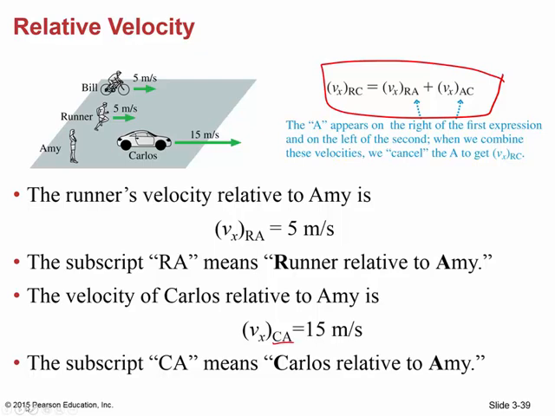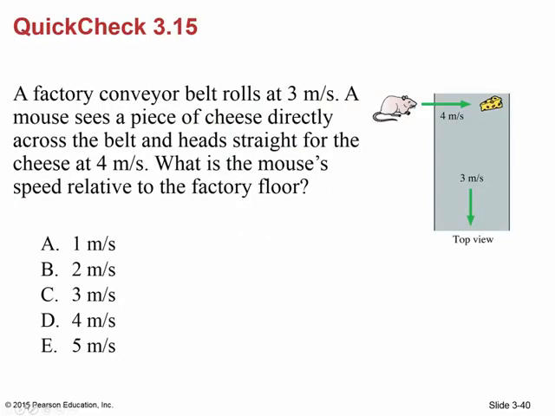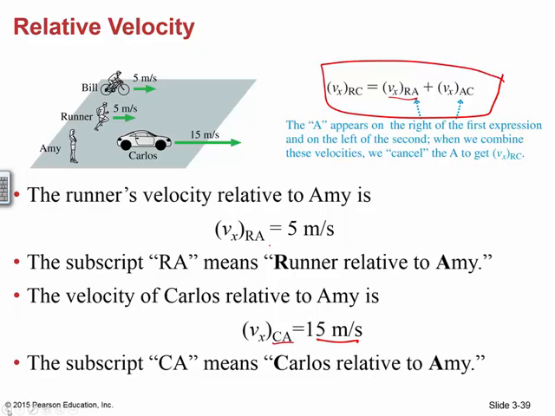So when we look at these values and stick them in, notice what we get. We've got Carlos to Amy, which is 15 meters per second. Runner to Amy is 5 meters per second, right? So what do we want to find? We know CA, we know RA. We want to find the runner relative to Carlos.